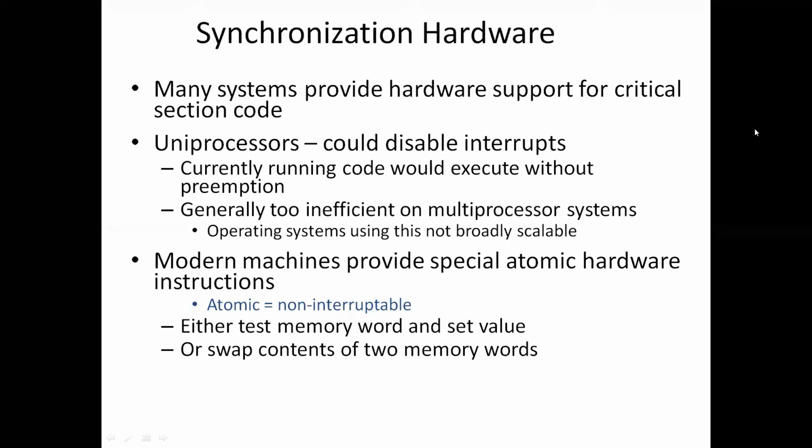So many systems provide hardware support for critical section code. For uniprocessors, it could disable interrupts, so the currently running code would execute without preemption. This is generally too inefficient on multiprocessor systems, and operating systems using it are not broadly scalable. Modern machines provide special atomic hardware instructions for doing this.